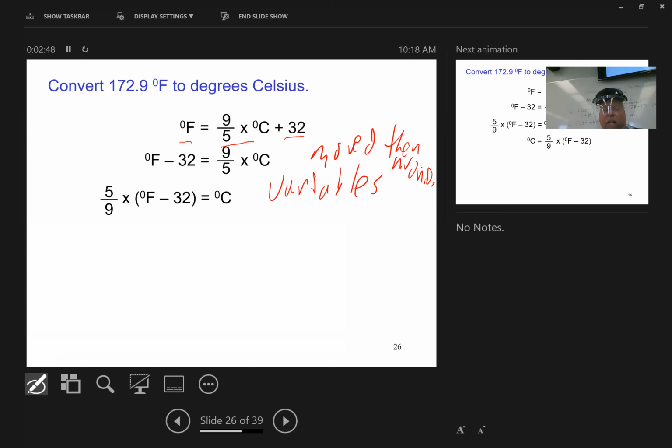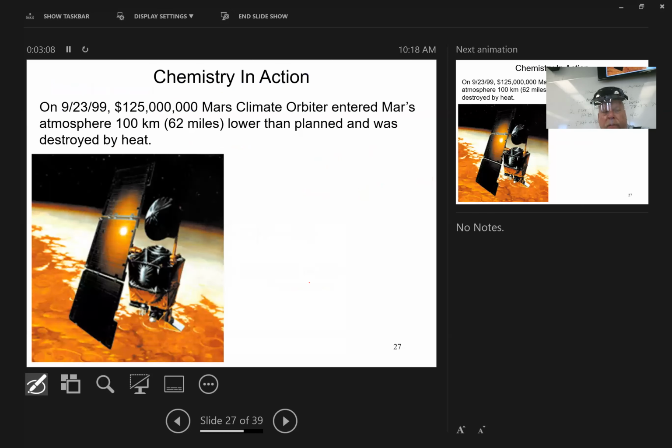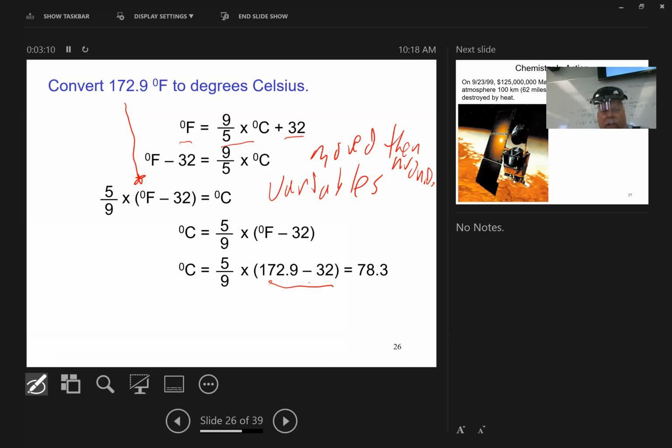Plug the variable in. So essentially you're going to take this number and put it in there for the F, okay? So essentially you have degrees C is that, you plug the F in there, and then do the calculations. You do what's under this first, and then do the multiplication. Okay, so essentially you start off with that.